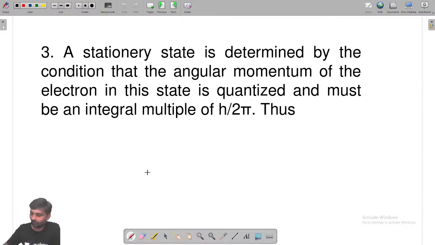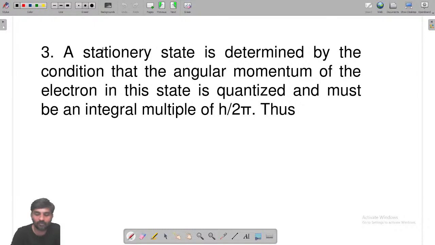The third point in the Bohr atomic model: a stationary state is determined by the condition that the angular momentum of the electron in this state is quantized and must be an integral multiple of h by 2 pi. What is the angular momentum?